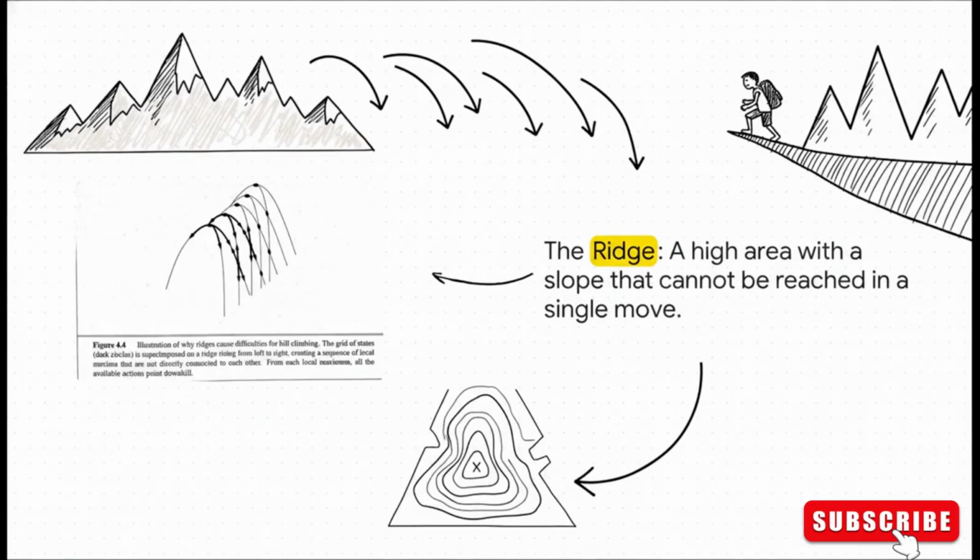And finally, we've got the ridge. This one's pretty tricky. Think of a long, narrow crest. To get to the real summit, you might have to walk along the top of this ridge. But the hill climbing algorithm is short-sighted. It only looks one step to the side, and any single step off the ridge leads sharply downhill. So it gets stuck, refusing to move because it can't see the path forward along the ridgeline.